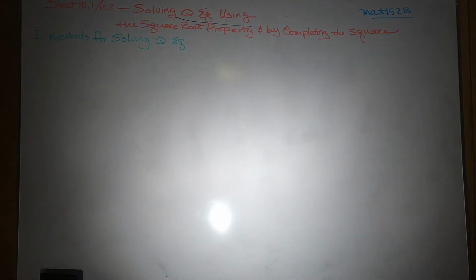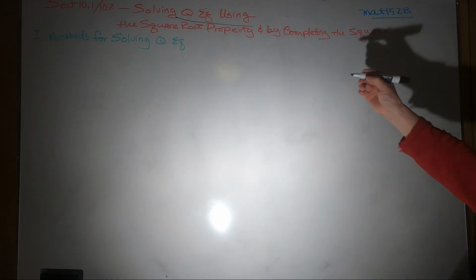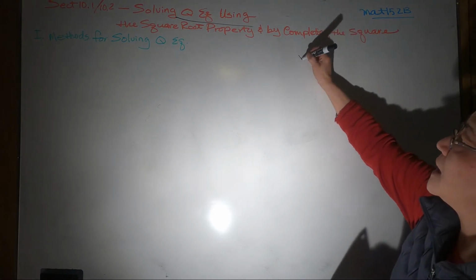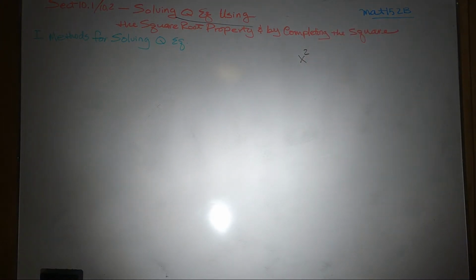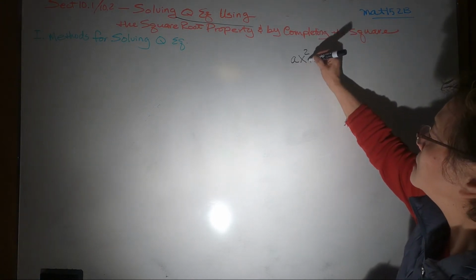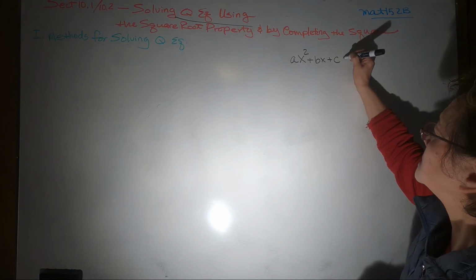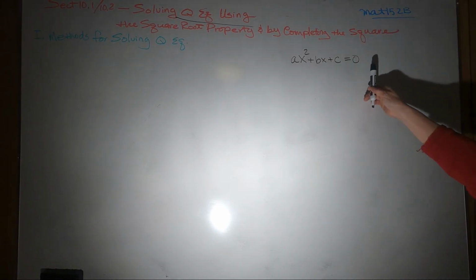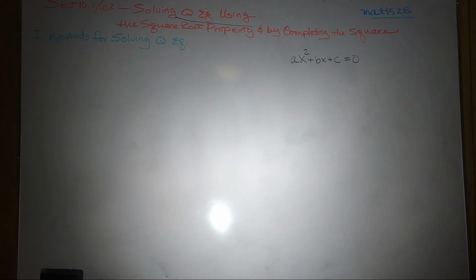So what kind of things are quadratic equations? Quadratic equations mean x with a square, to the second power. Standard form would be ax squared plus bx plus c equals 0. Everything on the left hand side, and the right hand side is only zero.